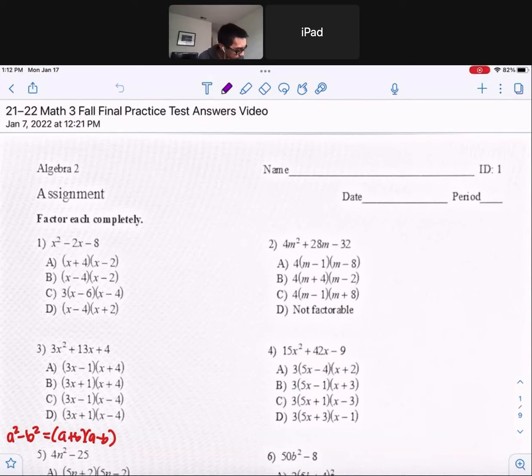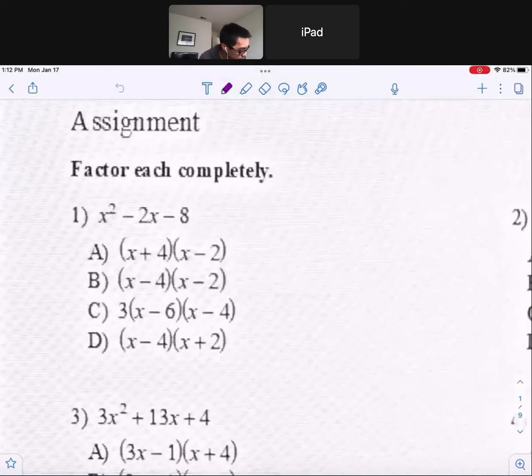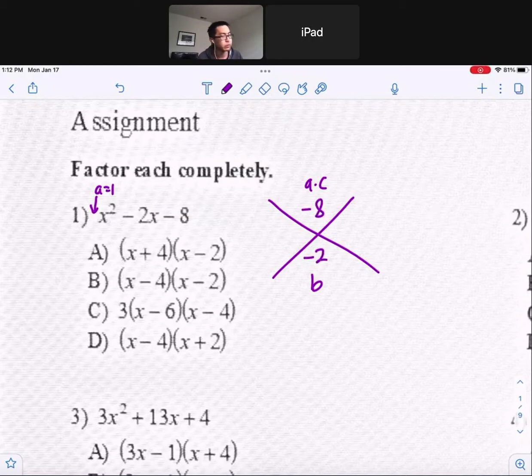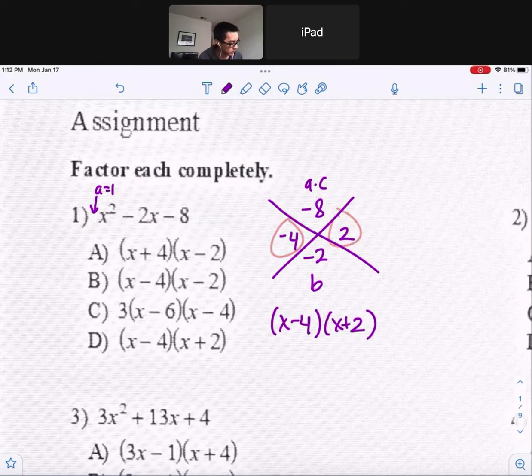Number 1. So this, you guys, is factoring a equals 1. So what you guys do is your X method. So a times c and b. So a times c is negative 8, and your b value is negative 2. So what two things multiply to negative 8, but when you add them, give you negative 2? That is negative 4 and 2. And because a is equal to 1, we just use these two side numbers as our factors. So our answer would have been D.